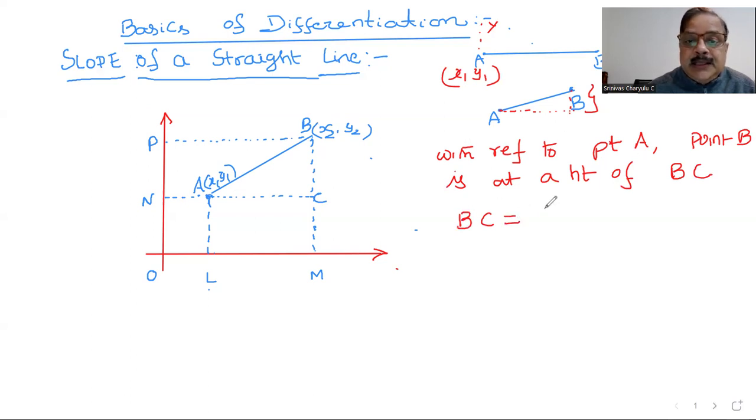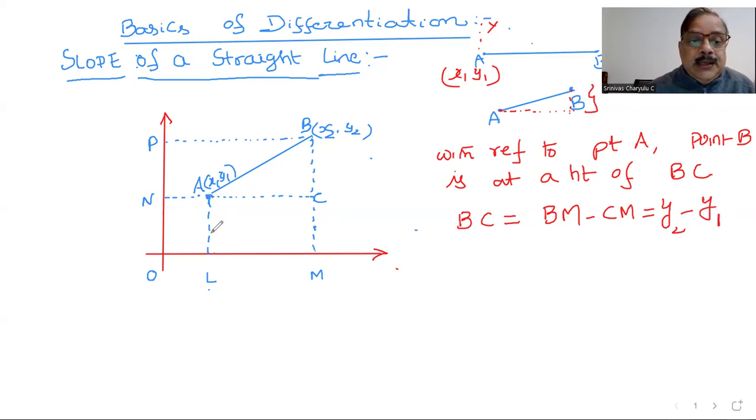Very simple. BC is nothing but total height BM minus CM. So BM minus CM means what? What is BM? BM is nothing but the y coordinate of B, that is y2. CM is nothing but the y coordinate of A. See, this is a line parallel, like in this case. Top case you observe. If here it is y1, the y coordinate of A, C also will have the same coordinate y1.